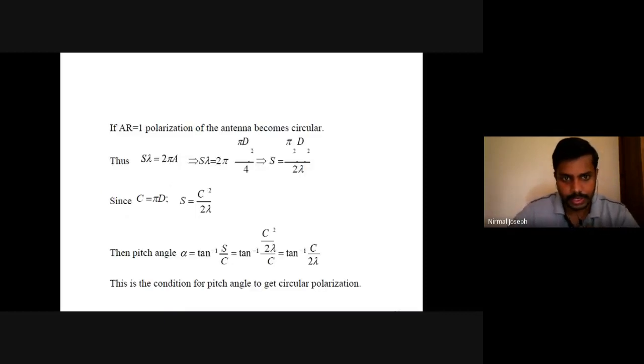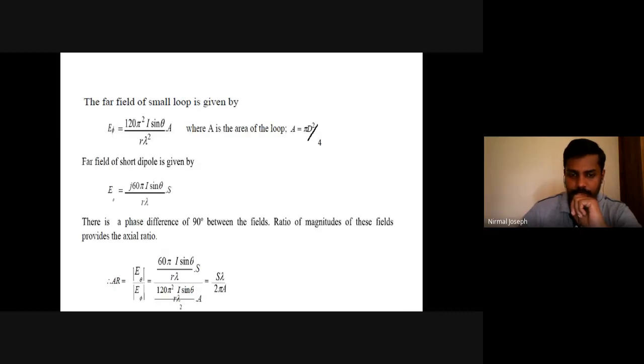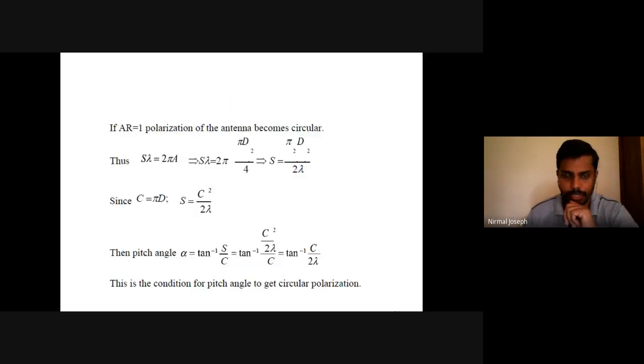So if axial ratio is equal to 1, polarization of the antenna becomes circular. The equation we already saw is S lambda divided by 2 pi A. This should be equal to 1. That means S lambda should equal 2 pi A. That is shown here. S lambda equal to 2 pi A, where A is the area, pi d square by 4. So that is the calculation.